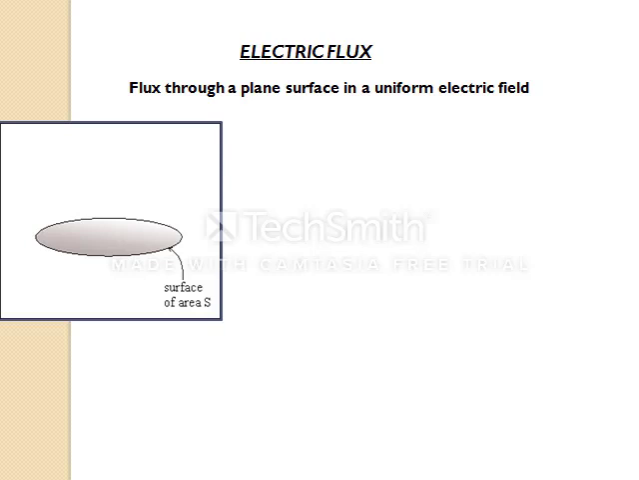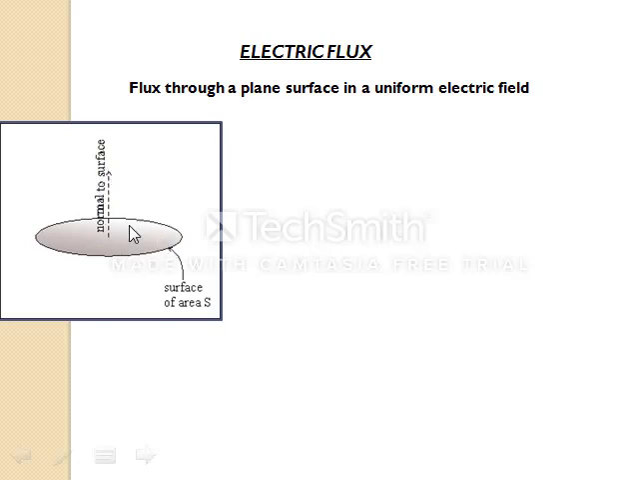Now here we have a surface. This is a plane circular surface through which we have to find the flux. Let's see how to proceed for calculation of flux. The first step is to draw a normal perpendicular to this surface. So let's draw the normal. This is the normal perpendicular to the surface.